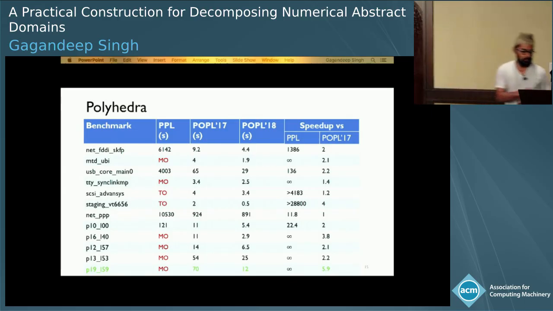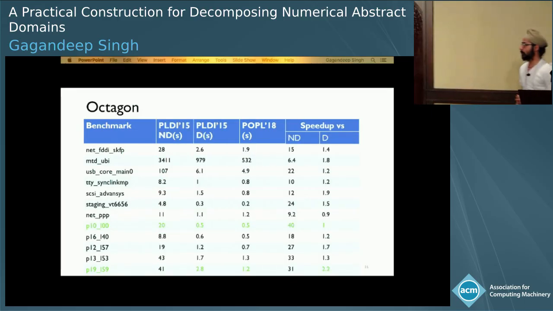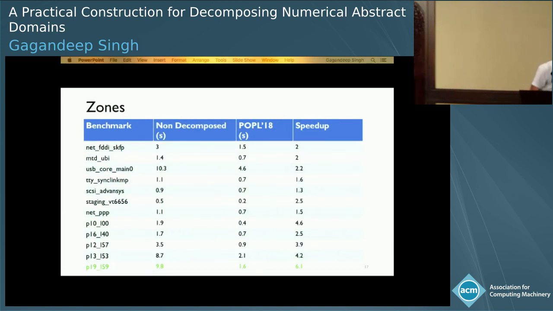And similarly for the octagon domain, we get significant speedup. The largest speedup is 40 times with respect to non-decomposed analysis. There is significant speedup compared to decomposed transformers also, and the maximum is 2 times. For the Jones domain, again we get speedups, but not as much as for octagon. The maximum is 6 times.